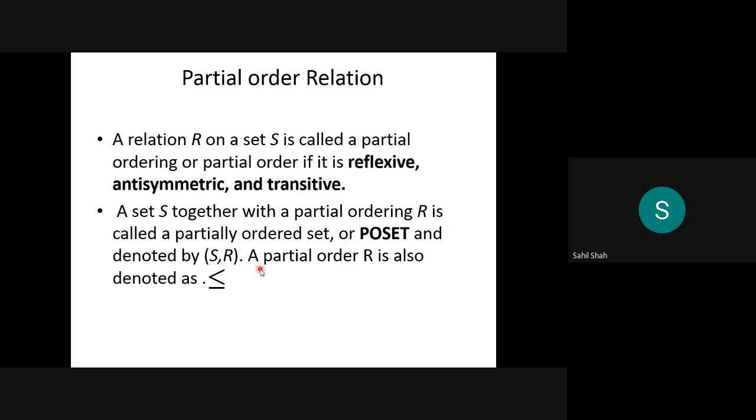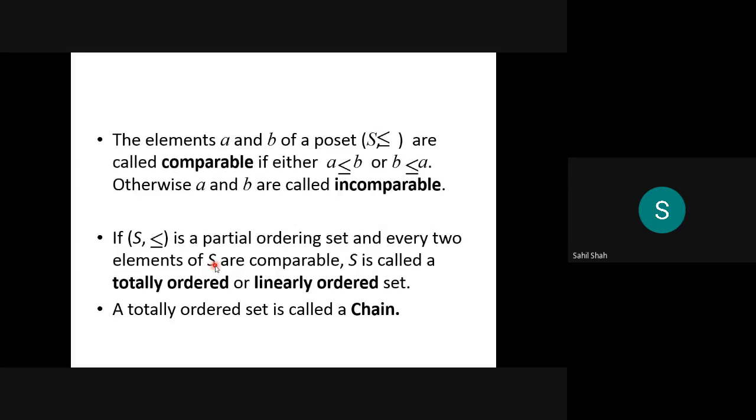Now, the point to consider is here you are observing a less than equal to. This is the symbol used for representing a relation. It may not be a less than equal to relation. If we are representing a POSET, the POSET is generally represented using set comma less than equal to. This less than equal to indicates the type of relation present on that particular set. I hope this is clear.